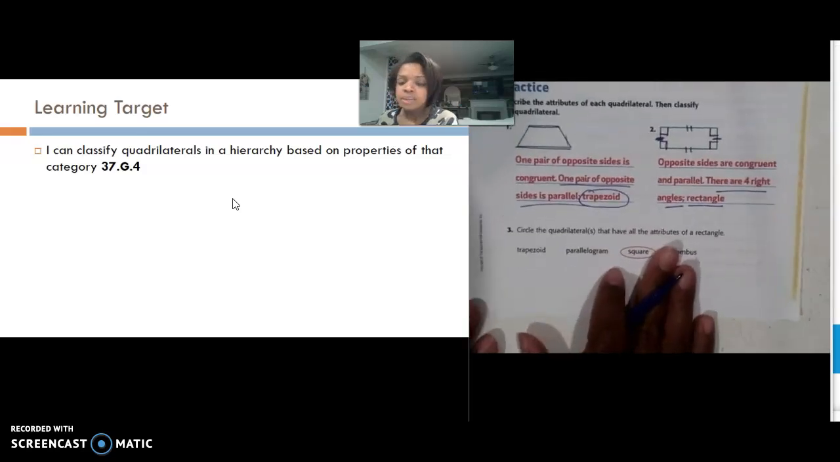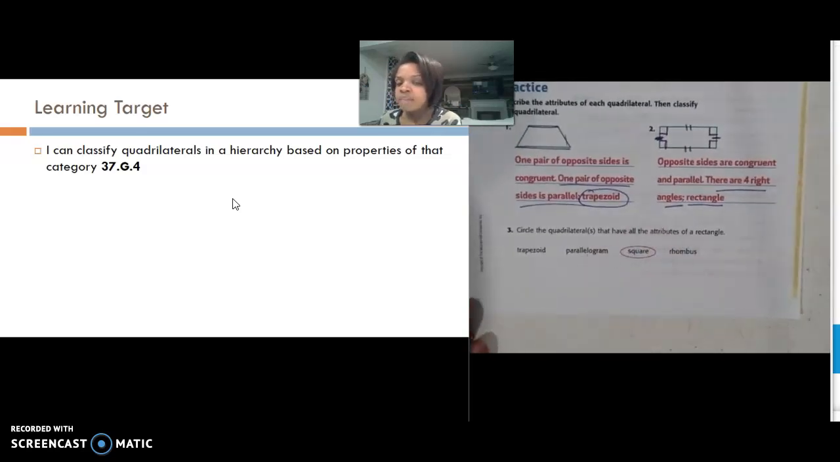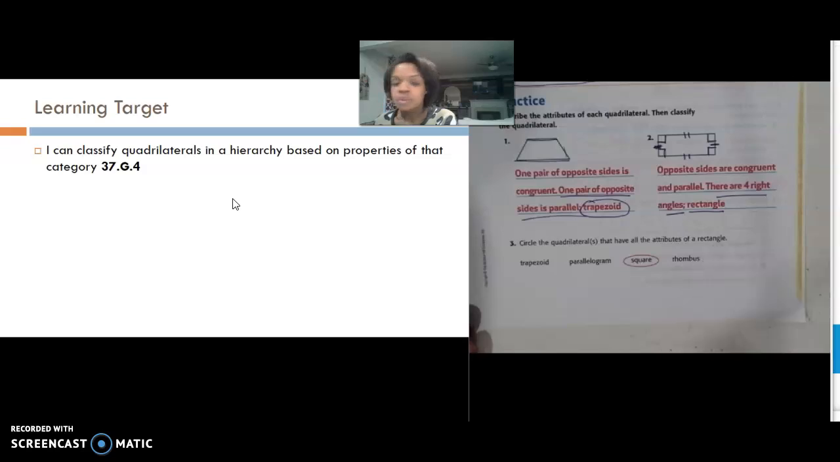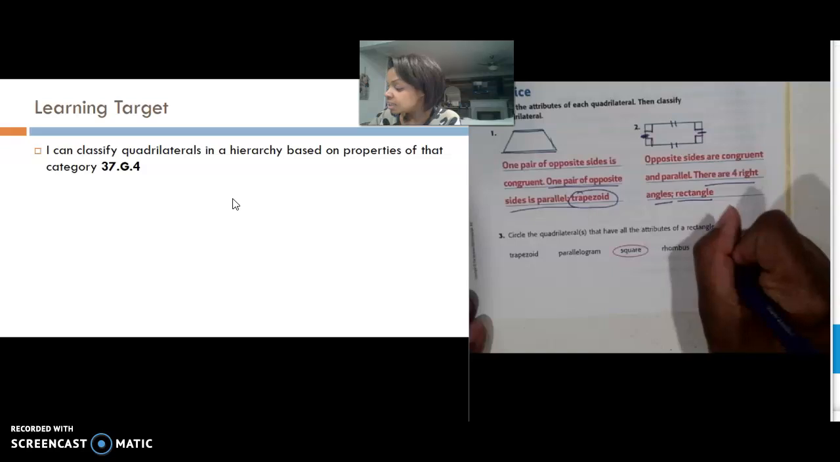All right, let's look at number 3. You might be wondering why I only have 1 thing circled. Hopefully you only have square circled, okay? Circle the quadrilaterals that have all the attributes of a rectangle. So what does a rectangle have? Well, it is a parallelogram.